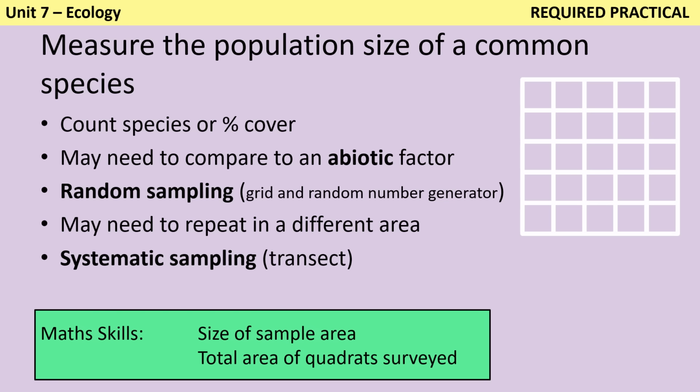There are some opportunities in here to test your math skills, and they usually involve working out the area of the sample site or the quadrat surveyed. These are usually quite easy to do, but also easy to make silly mistakes with, so make sure you check your working.